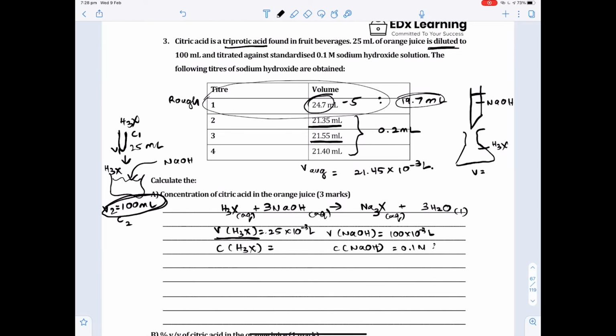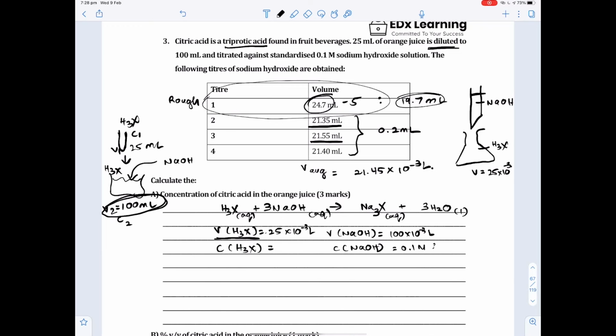Not 100 ml. What volume can a conical flask hold? 50. Not 50. The burette holds 50 in total. Well, how much volume does a conical flask hold? 25. 25 is the answer, right? This is why diagrams are so important.